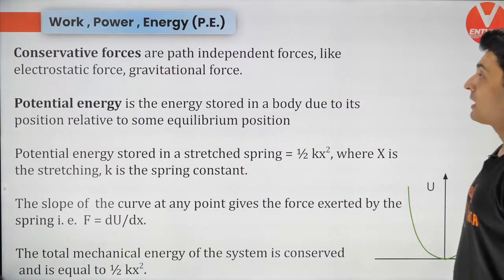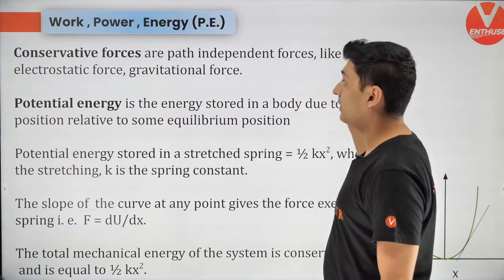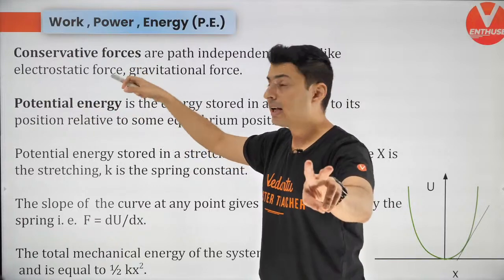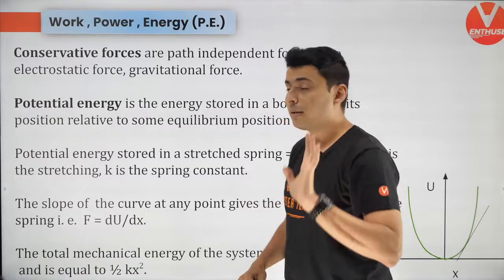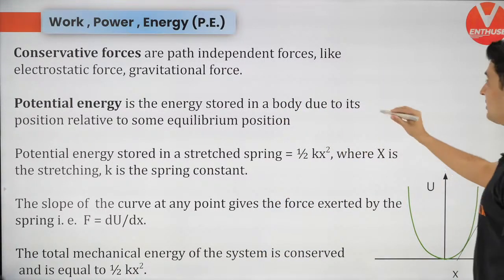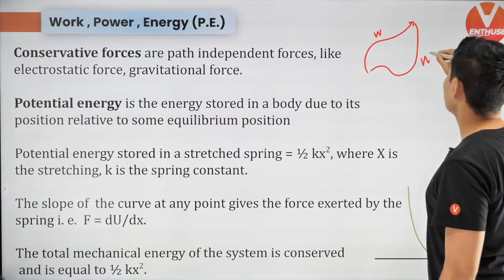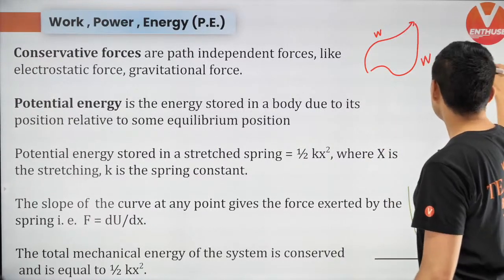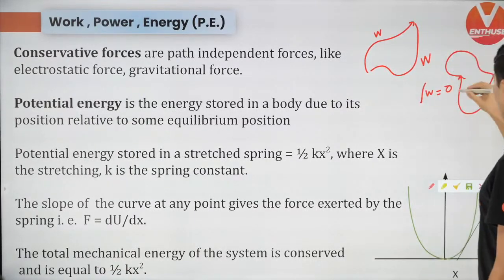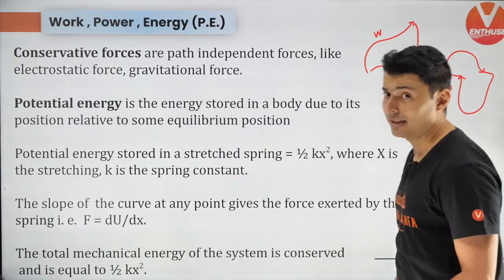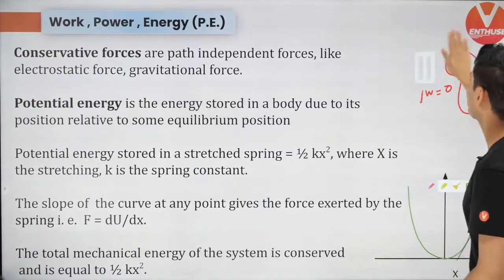Okay, now, conservative forces. What are conservative forces? Those forces which are independent of the path. Examples: electrostatic, magnetic, gravitational, spring, all these are conservative forces. The best part about these forces, you go via this path or go via that path, the work done is always the same. Also, when you come back to the same point, the total work done is zero. Keep this in mind. So these are a few important things regarding conservative forces.